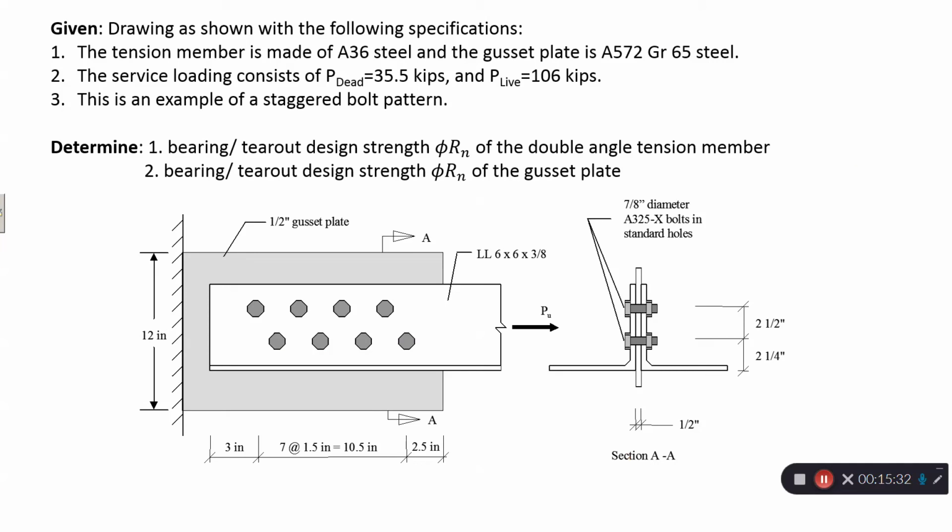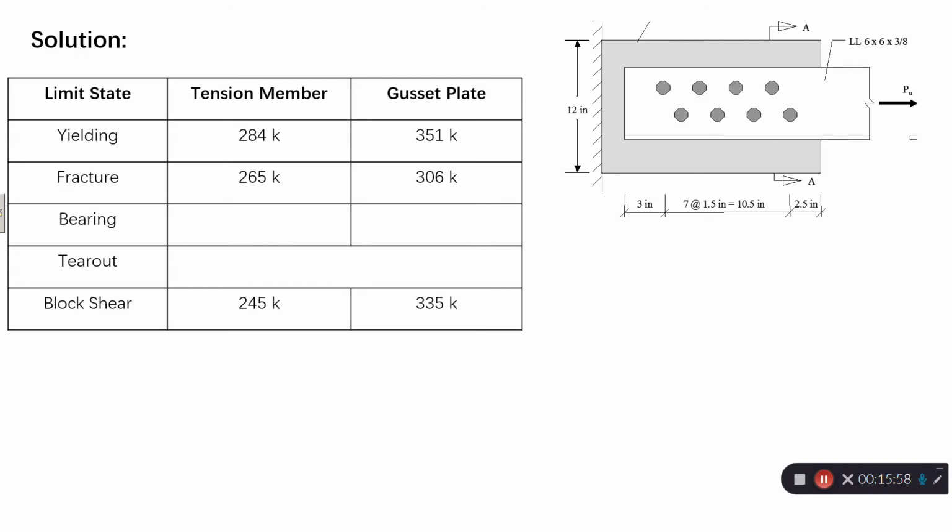Okay, now let's continue this example. Last time we determined the yielding and rupture limit states and the block shear limit state. So what is left is the bearing and tear out. This is what we have done so far: the yielding and fracture limit states for the tension member and gusset plate, and the block shear. This time I'm going to determine the bearing and tear out for the tension member and the gusset plate.